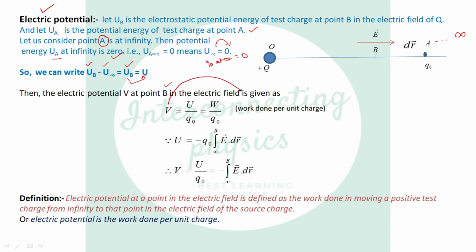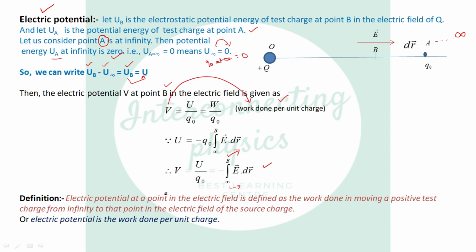So simply, electric potential we call work done per unit charge. You always remember: work done per unit charge. So you know U equals minus Q naught integral from infinity to B of E dot dr. If we divide this equation by Q naught, Q naught cancels out, and we are left with electric potential, denoted by capital V, which is minus the integration from infinity, because the point is infinity, to the point B where we have to bring this charge, of E dot dr.